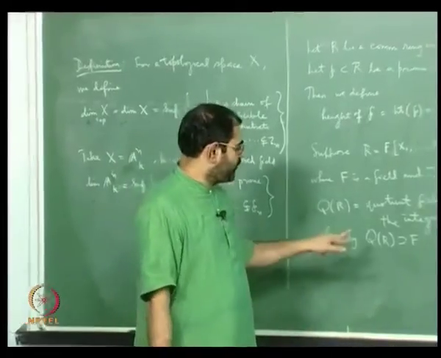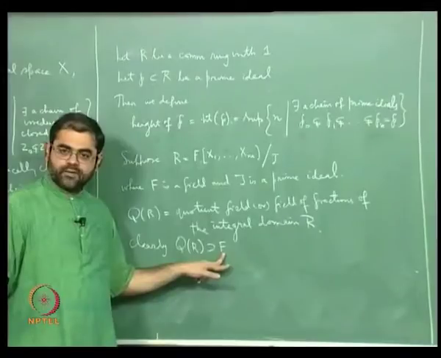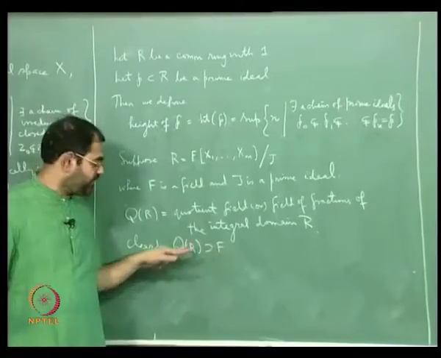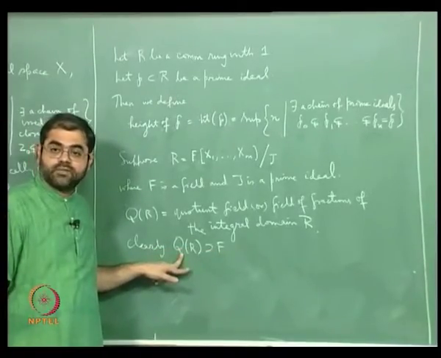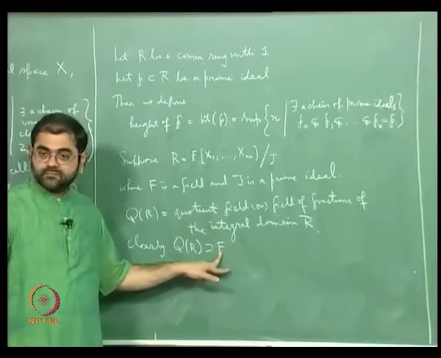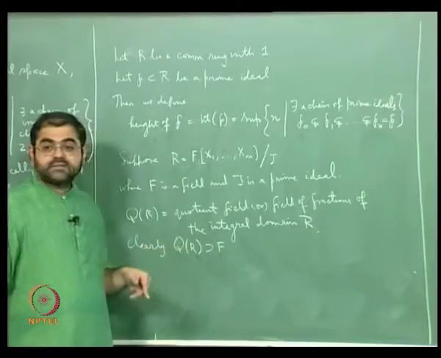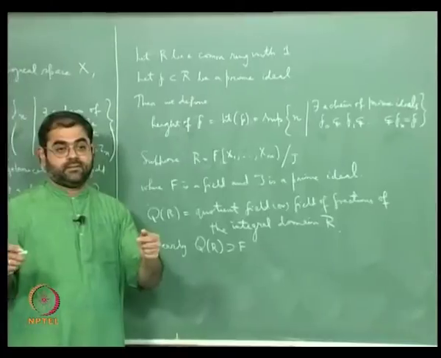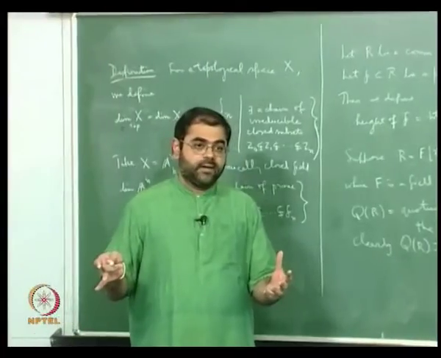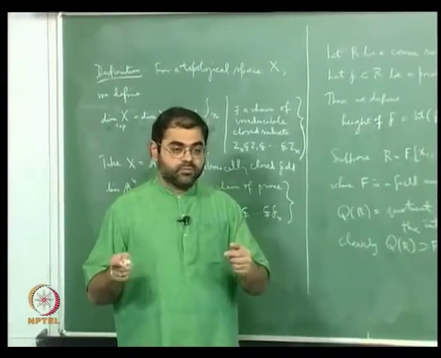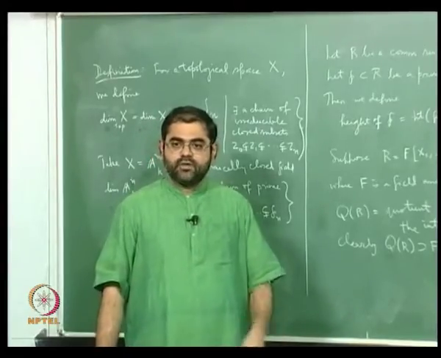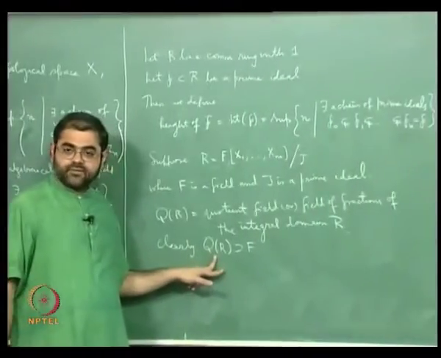So what you do is, if you have a bigger field containing a smaller field, and suppose the bigger field has some elements which are transcendental over the smaller field, namely elements which are not zeros of polynomials in one variable with coefficients in the smaller field, then you can start looking at a collection of transcendental elements. But put the condition that this collection of transcendental elements is algebraically independent.